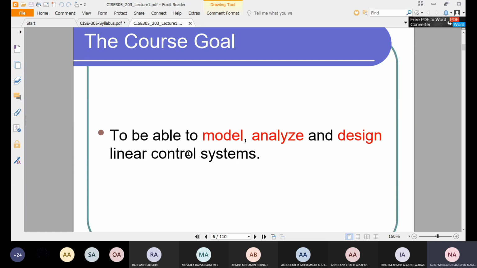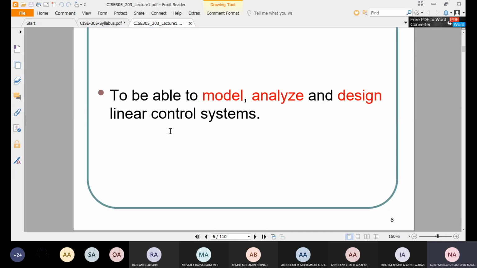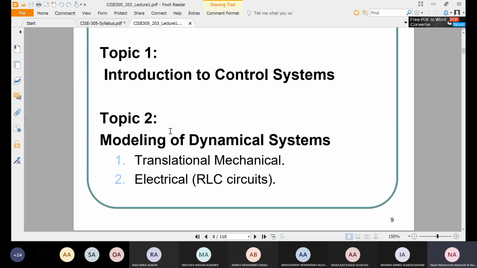And at the end, in chapter 9, we will design a linear control system like PID control or PI control to enhance the performance of this system. Okay, so you'll work to enhance the performance of this system based on our goals. These things we will cover.